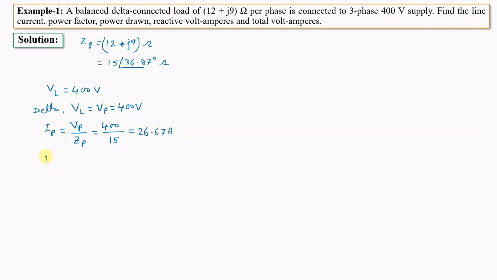In a delta connected system, the line current is equal to root 3 times the phase current. So it will be root 3 into 26.67. So we'll get the line current as 46.2 ampere. This is the line current of the delta connected circuit.